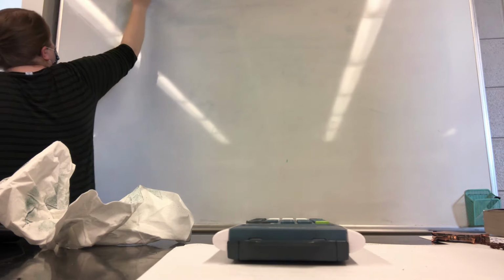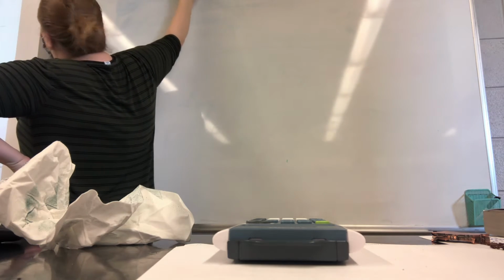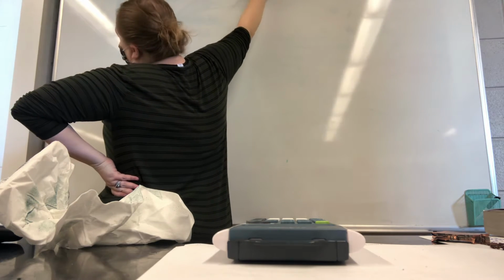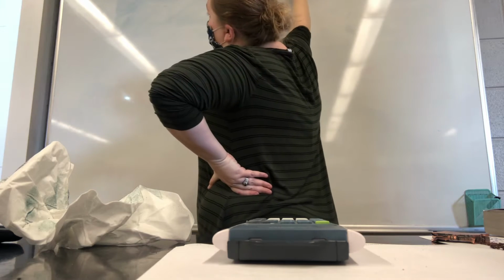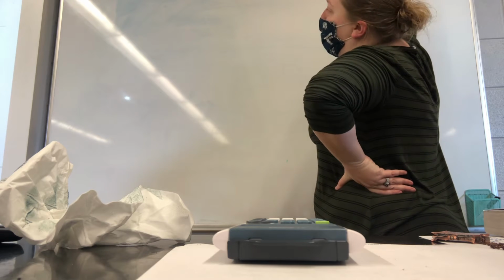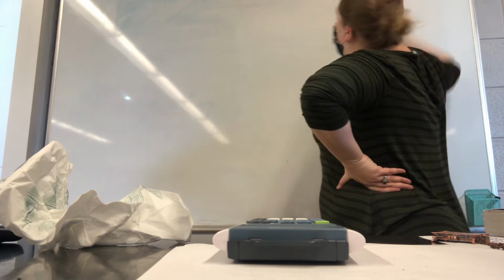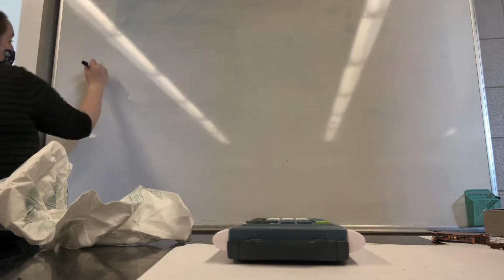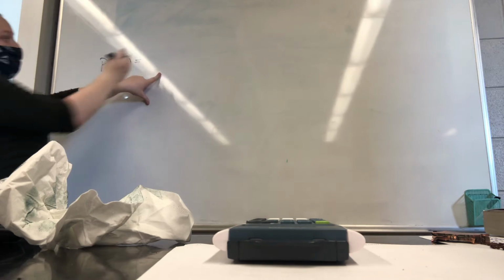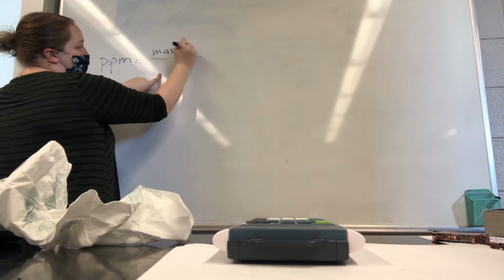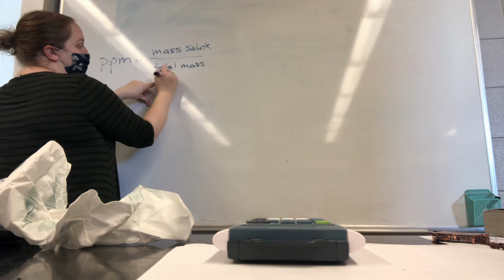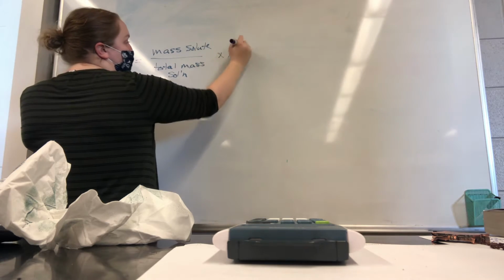What is ppm if 2.5 gram sample of water has micrograms of... Okay, so what's the formula for ppm? So what goes on top? So mass of the solute in this case over the total mass times 10 to the 6th.